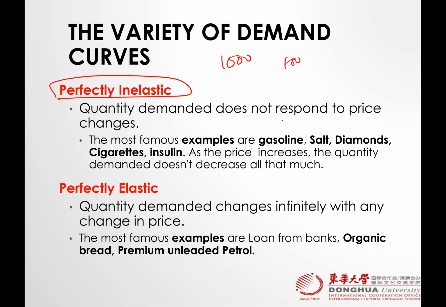So we have examples: gasoline in the short term is inelastic. Salt, diamonds, cigarettes, insulin. If we have developed different kinds of substitutes, then it will become more elastic. But do we have a substitute for insulin? No. So whatever the price of insulin, you have to pay that. Diamonds, similarly salt, gasoline in the short term, remember, in the short term.